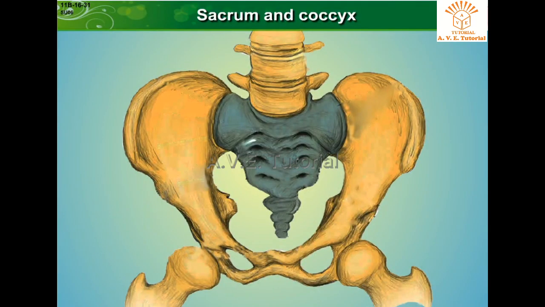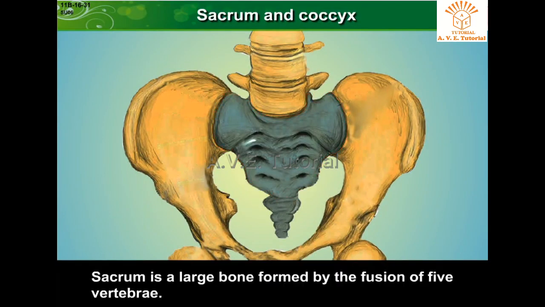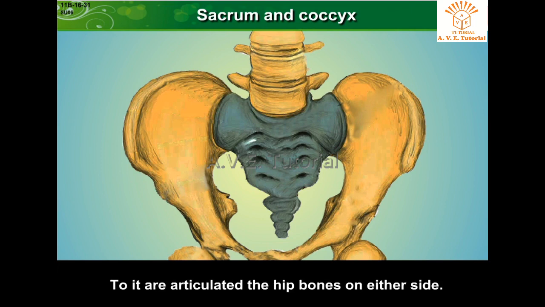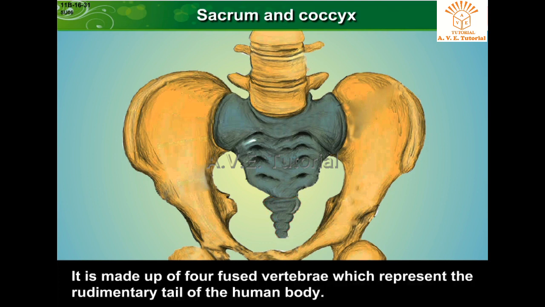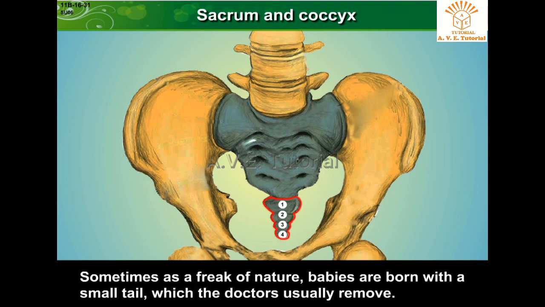Sacrum and coccyx. Sacrum is a large bone formed by the fusion of 5 vertebrae. To it are articulated the hip bones on either side. Coccyx is the last section of the backbone. It is made up of 4 fused vertebrae which represent the rudimentary tail of the human body. Sometimes, as a freak of nature, babies are born with a small tail which the doctors usually remove.